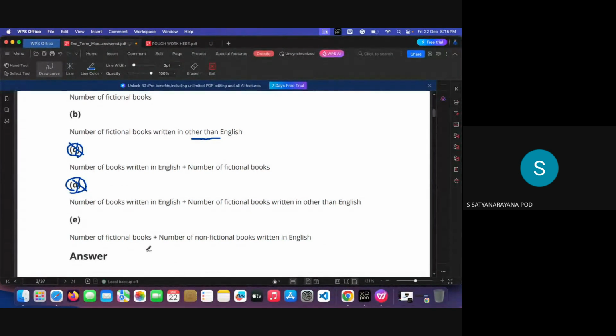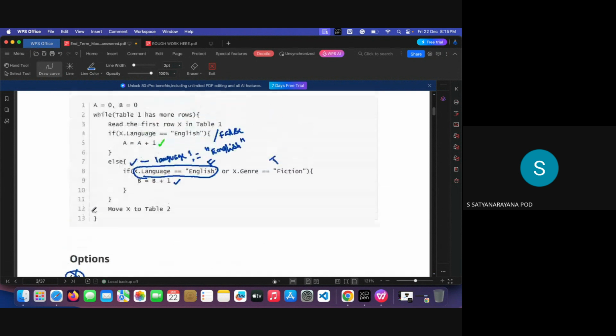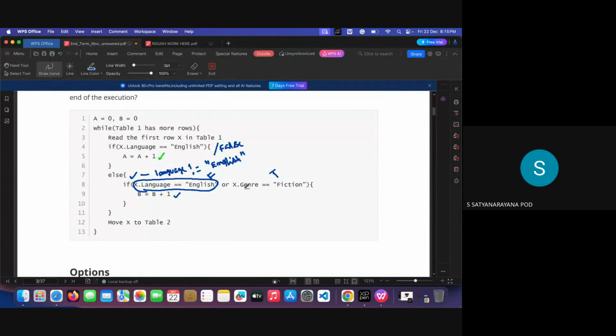Number of fiction books is perfect, plus number of non-fiction books written in English is not that, so definitely it is also wrong. Only one of them is true. The genre fiction check never becomes true here because that is already checked in A. A is increased whenever an English language book is found, irrespective of genre. B is increased if and only if the genre is fiction and the book language is other than English.